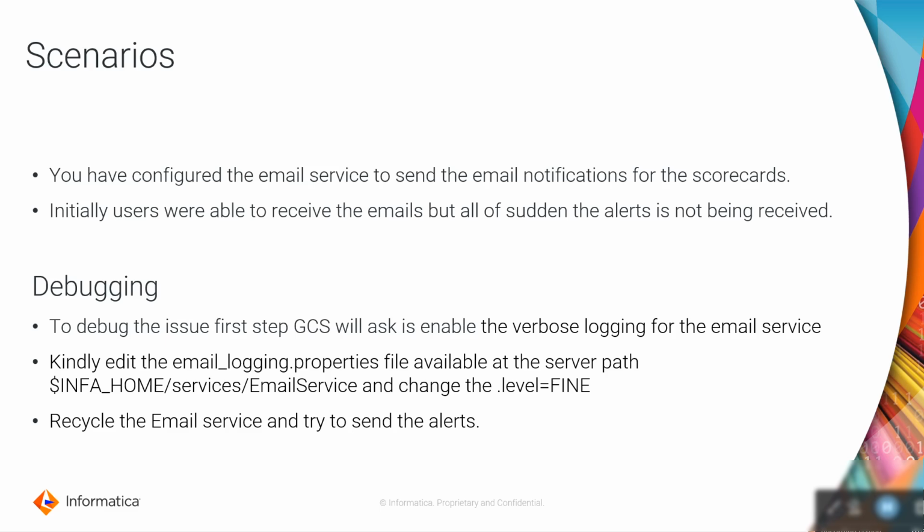So for that, you have to edit the email_logging.properties file, which is available at the server path infa_home/services/emailservice, and there is a .level option which is set to INFO by default. You have to change it to FINE to enable verbose logging for the email service. After this change, you have to recycle the email service, try to run the scorecards, and share the email service logs with debug logging enabled with the GCS team.